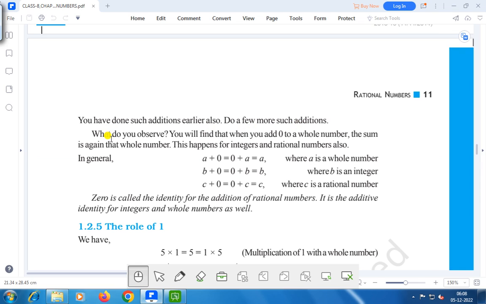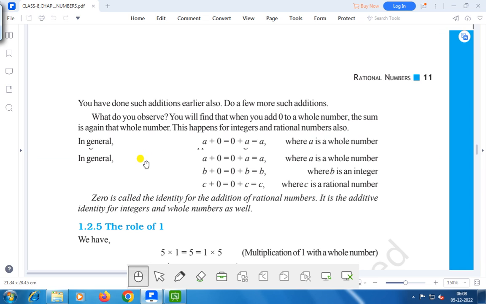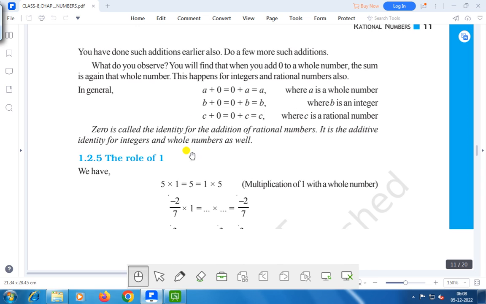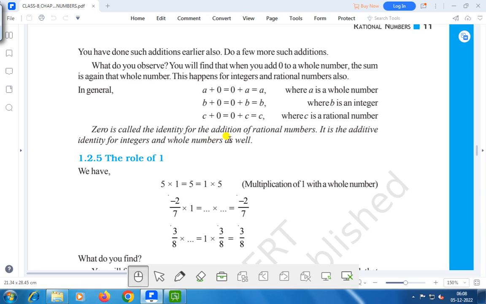Do a few more such additions. What you observe, you will find that when you add 0 to a whole number, the sum is again a whole number. This happens for integers and rational numbers also. In general, a plus 0 is equal to 0 plus a equal to a, b plus 0 equal to 0 plus b equal to b, c plus 0 equal to 0 plus c equal to c, where c is a rational number. 0 is called the identity for the addition of rational numbers. It is the additive identity for integers and whole numbers as well.